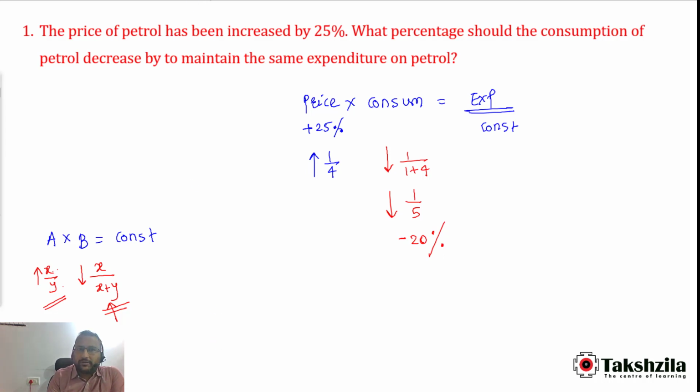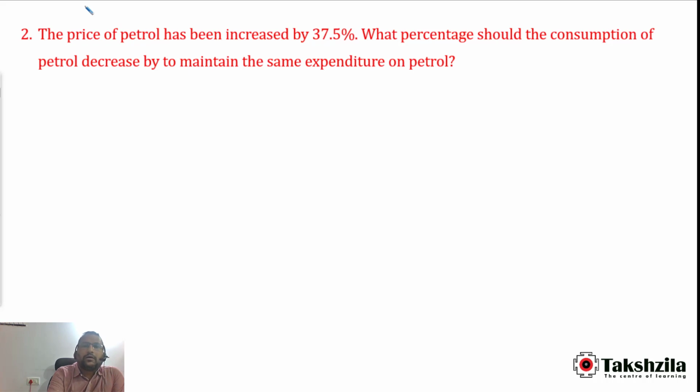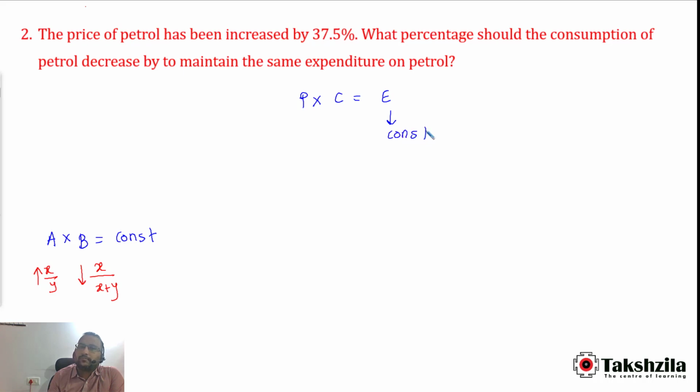Let's have a look at one more example. In this question, the price of petrol is increased by 37.5%. By what percent should the consumption of petrol decrease to keep the expenditure the same? So again, price into consumption is equal to expenditure. This expenditure we want to keep constant. Price is increased by 37.5%. That is nothing but 3 divided by 8. So price increases by 3 divided by 8. So consumption should decrease by 3 divided by 3 plus 8.